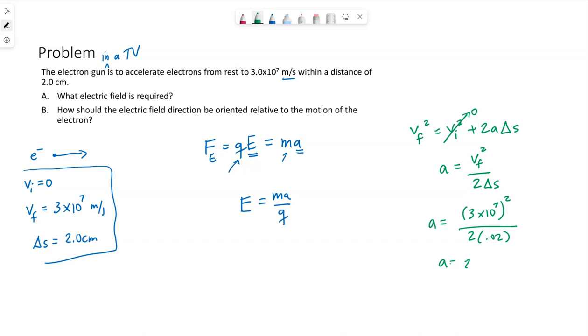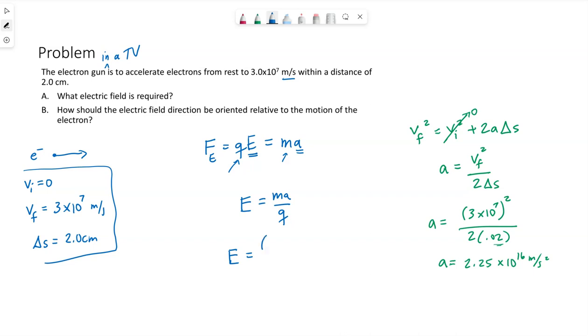So I'm getting 2.25 times 10¹⁶ meters per second squared. Huge acceleration. That acceleration cannot last for very long because the electrons would quickly reach relativistic speeds, and then you have to start using relativity equations instead of Newton's equations. But again, in 2 centimeters, so this is a very fast time. It happens very quickly. Okay.